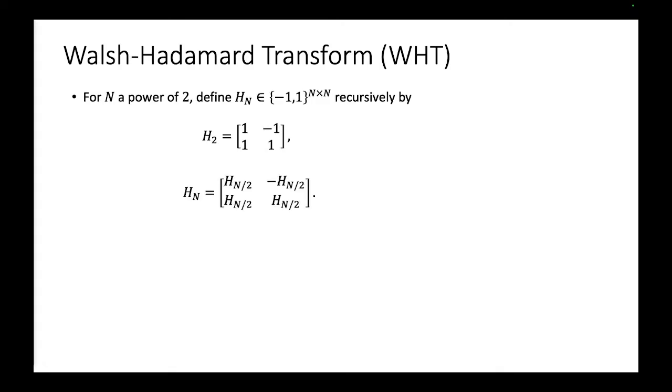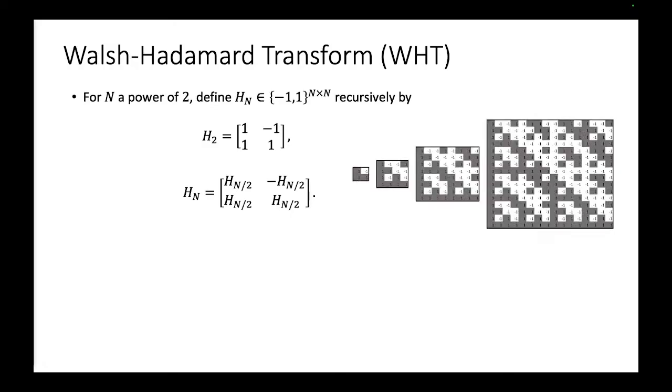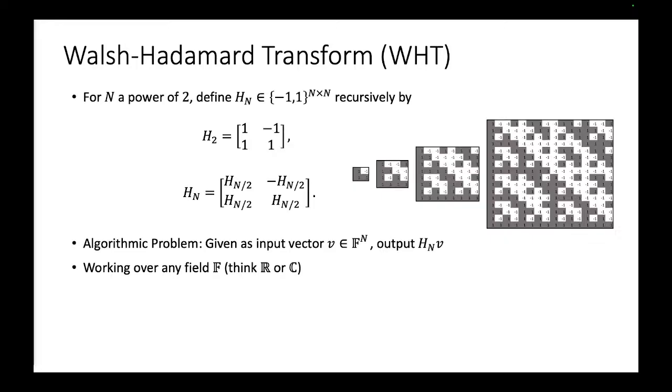So this is the first one, and then afterwards, each one is recursively defined, where you take 4 copies of the previous one, but you negate the top right copy of it. So here's a picture of the first few of them. Okay, so this is the Walsh-Hadamard transform that I'm going to tell you about today, and I'm especially going to focus on the problem of computing the linear transformation defined by this family of matrices. So the algorithmic problem where you're given as input a vector of length n and you want to compute H_n times that vector of length n.